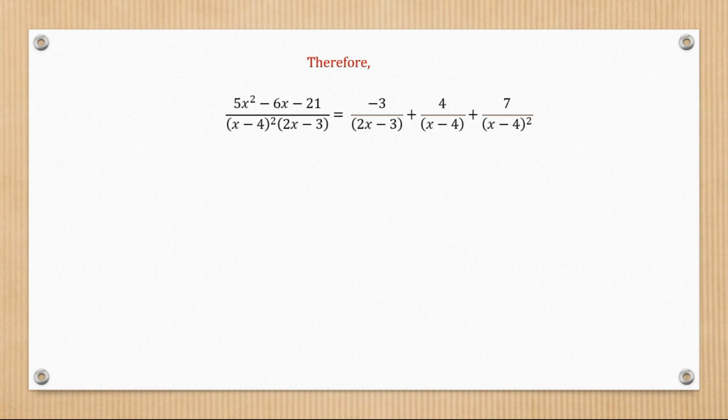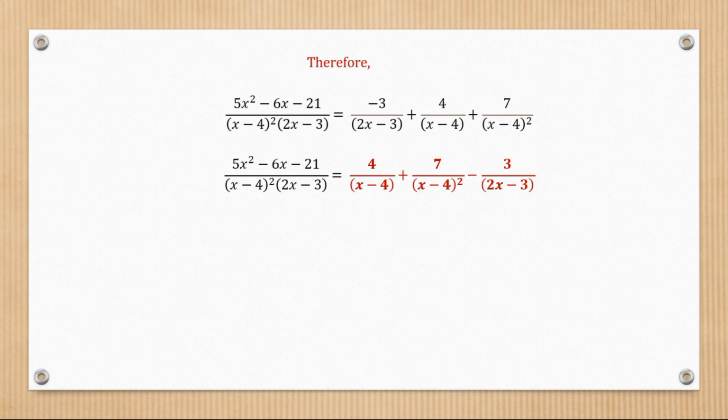Therefore we have our equation as negative 3 over 2x minus 3. Now let's rearrange this, and we'll have 4 over x minus 4 plus 7 over x minus 4 squared minus 3 over 2x minus 1. That's going to be our partial fractions for this complex fraction, and that's the answer we're looking for.